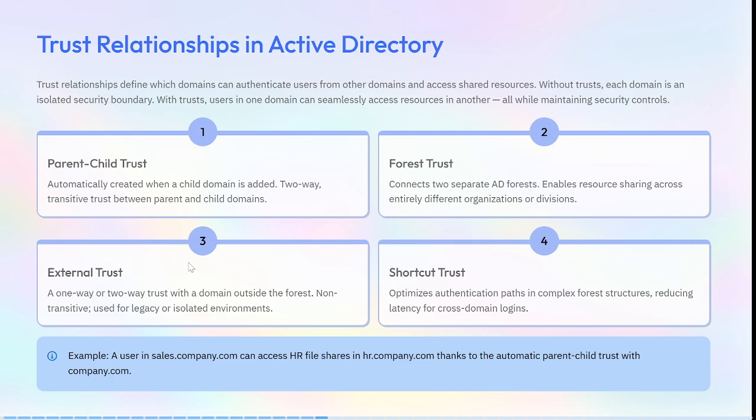Forest trust connects two separate AD forests and enables resource sharing across entirely different organizations or divisions. You have two forests. As of now, we talked about parent and child domains, but here we are speaking about two different forests. For example, company.com is one forest and corporate.local is the other forest.